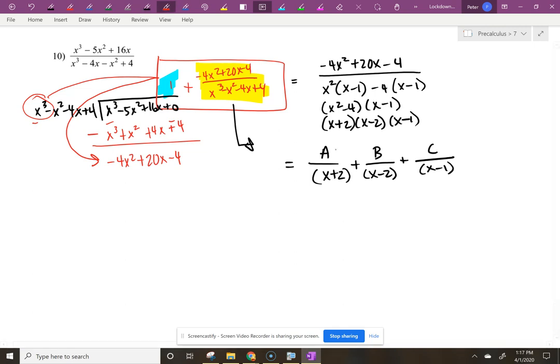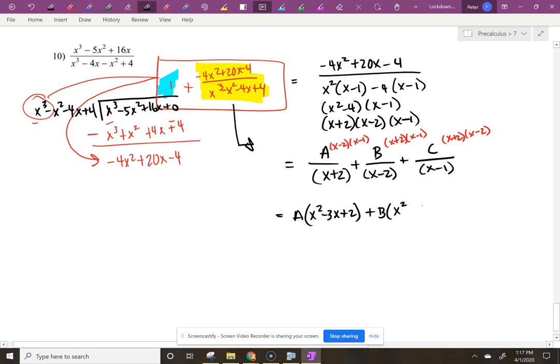So if you look, this guy needs the x minus 2, x minus 1. This guy needs the x plus 2, x minus 1. And this guy needs the x plus 2 and the x minus 2. So if I clean that up a little bit, I'm going to do the red parts first. If I FOIL that out, I get x squared minus 3x plus 2. Plus B, if I FOIL that out, I get x squared plus x minus 2. And then the C, I would get x squared minus 4.